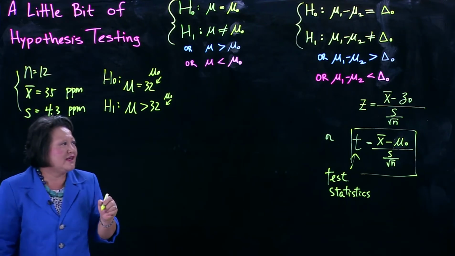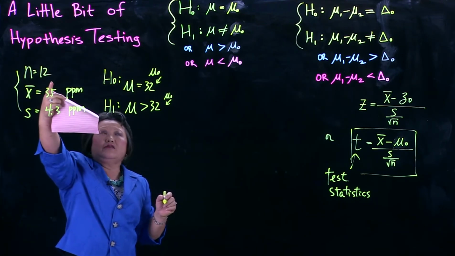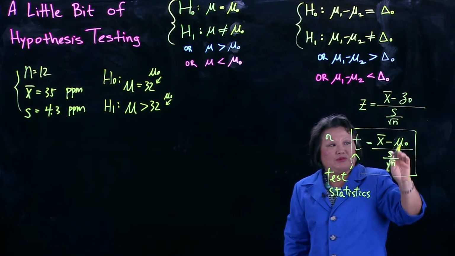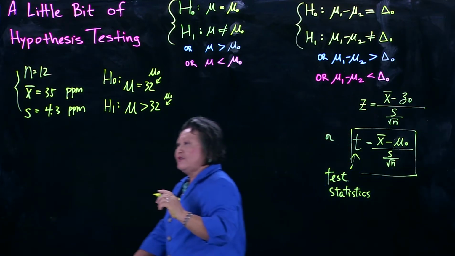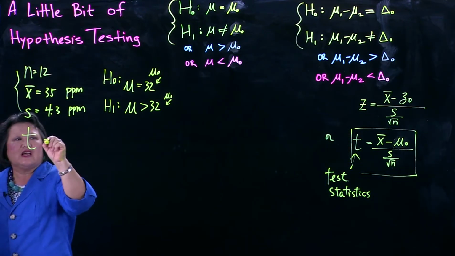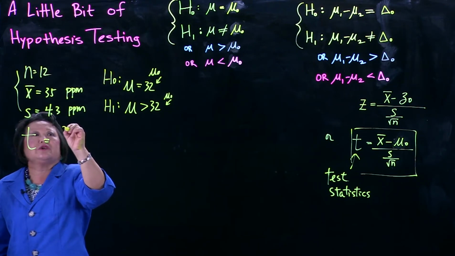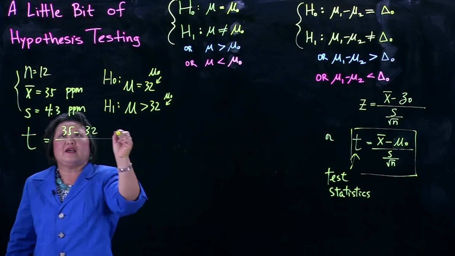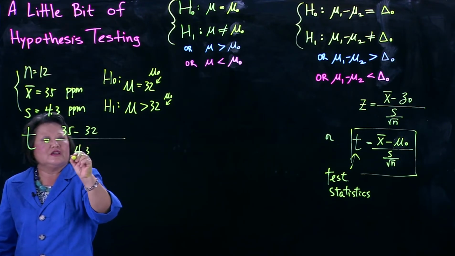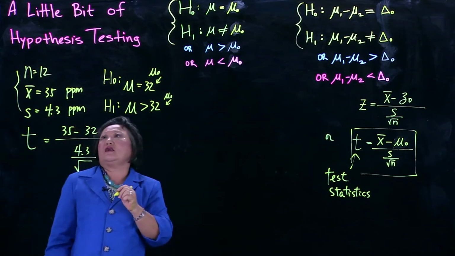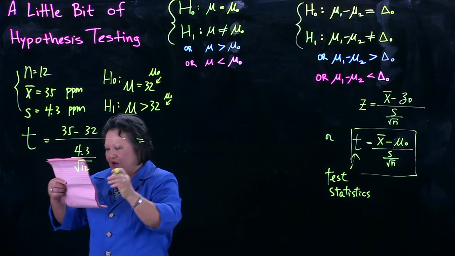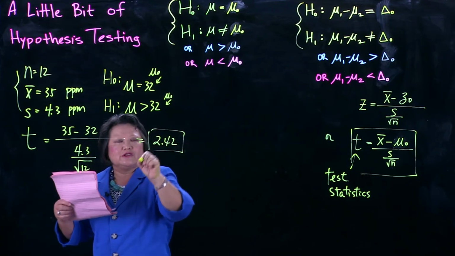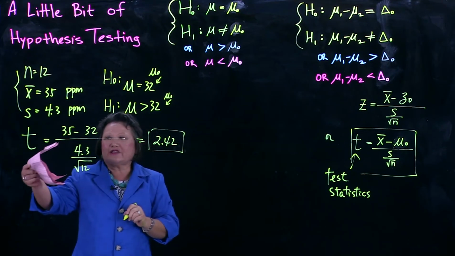Now, do we calculate Z or T? Our sample size is 12. Remember, 30 is a breakpoint, so we cannot really use Z. We're going to calculate T, so we have to use a T statistic. T is X bar, which is 35, minus the thing I'm testing right here, 32, divided by S, which is 4.3, divided by the square root of n, 12. Anyway, you carry this out. I did this already. Yes, 2.42. Okay, what do you do with this? You circle that. Now, this is the t statistic.